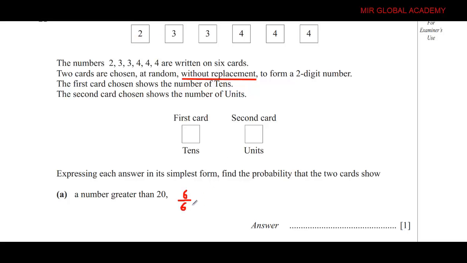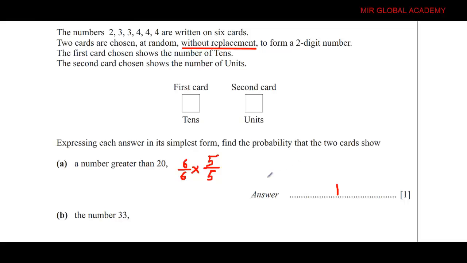And next we have to pick the second card. So when there is the word and, we have to multiply. Now we have 5 cards left because we have already picked 1 card, and to form a number greater than 20, the second card should be either 1 or greater than 1, and all the cards are greater than 1. We have only 5 cards and all the 5 cards will be greater than 1. So the probability of the second card is 5 over 5, which after simplification will give the answer 1.